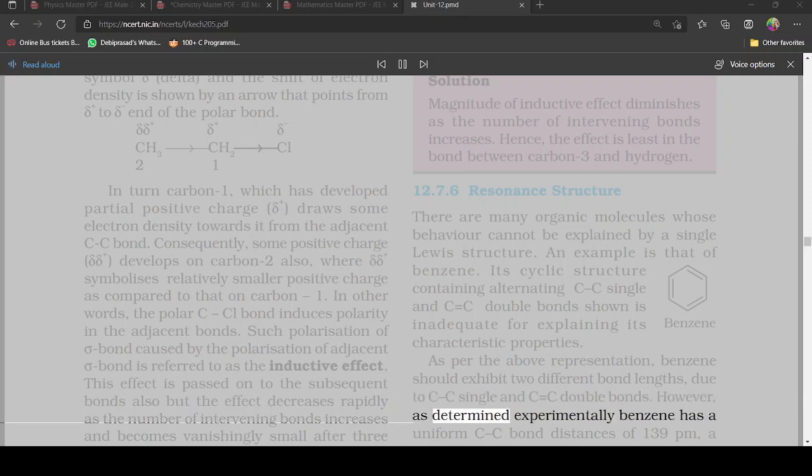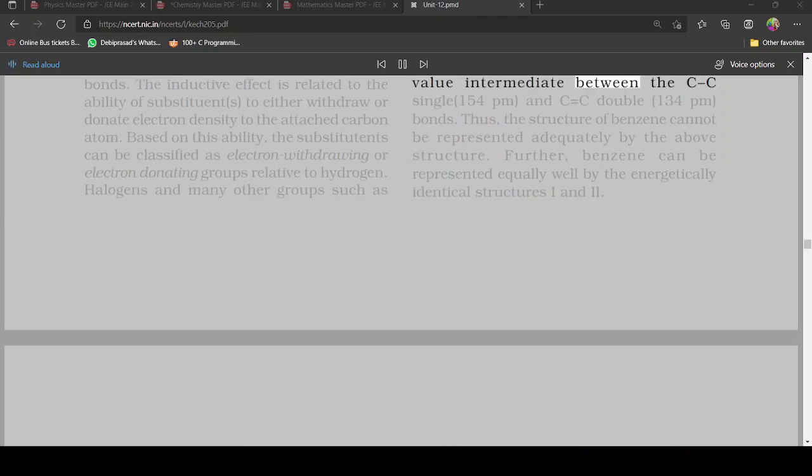However, as determined experimentally, benzene has uniform C-C bond distances of 139 pm, a value intermediate between the C-C single 154 pm and C=C double 134 pm bonds. Thus, the structure of benzene cannot be represented adequately by the above structure. Further, benzene can be represented equally well by the energetically identical structures I and II.